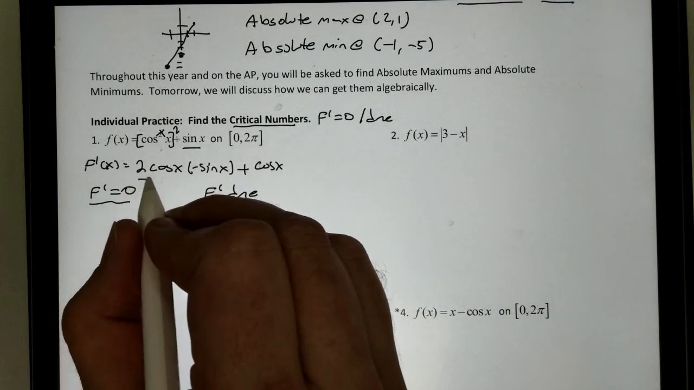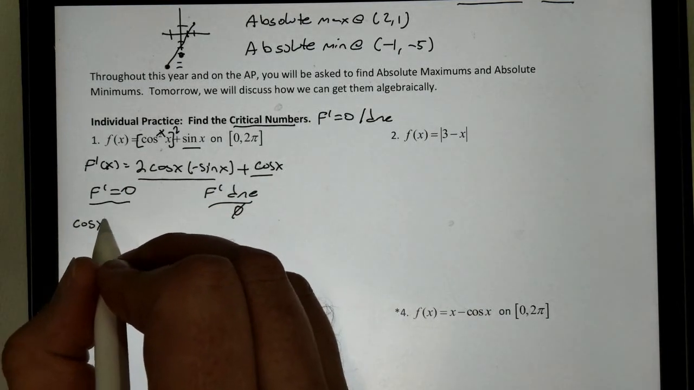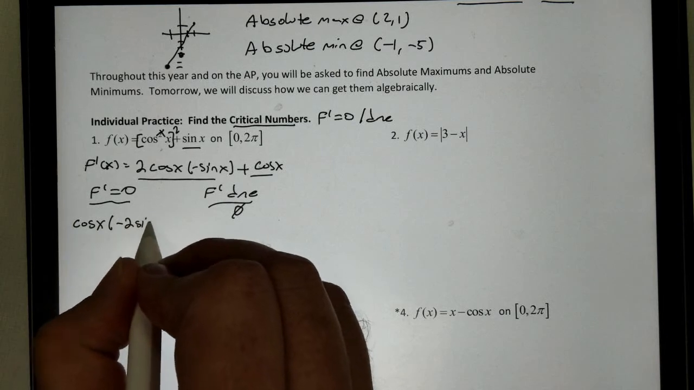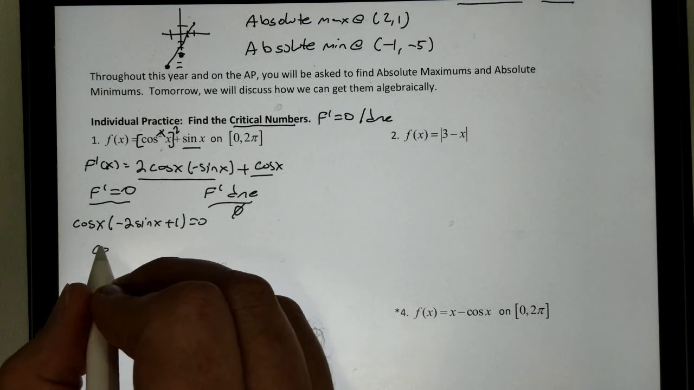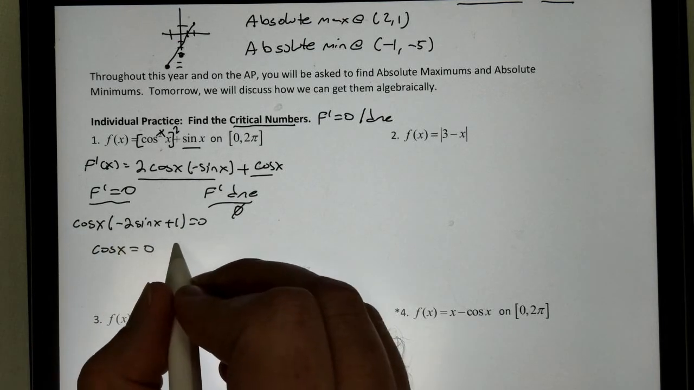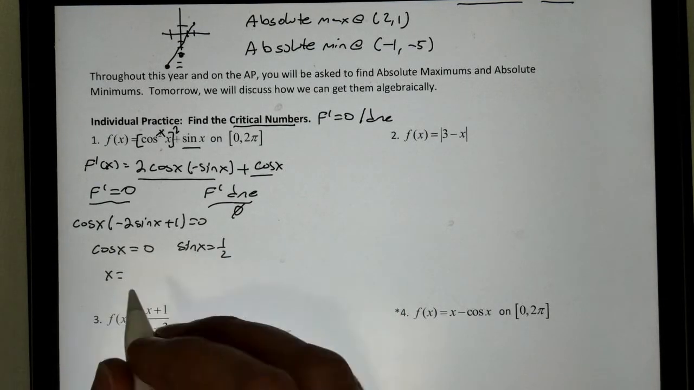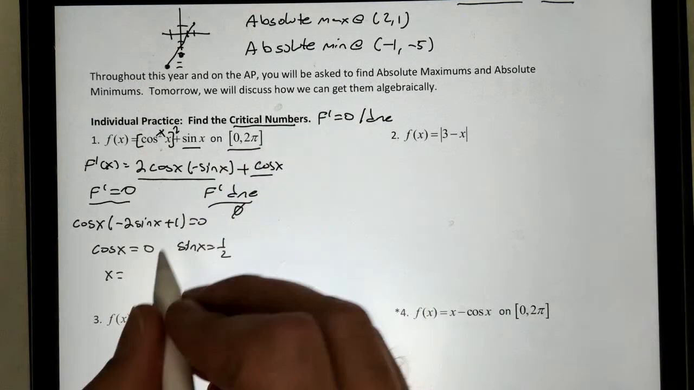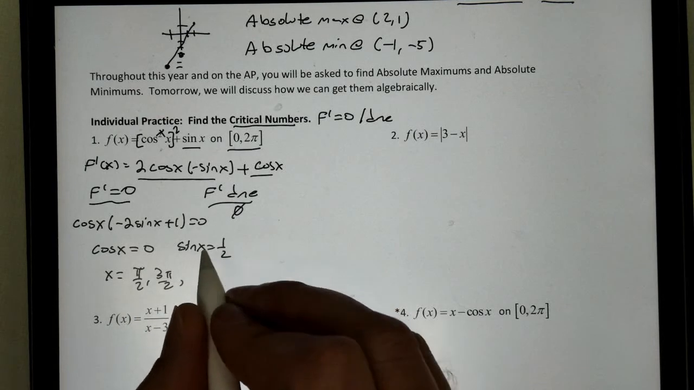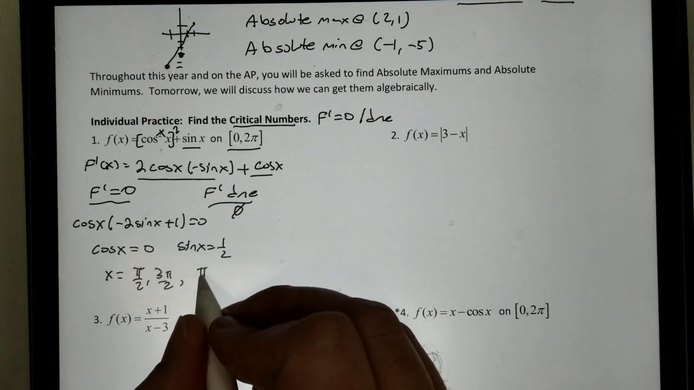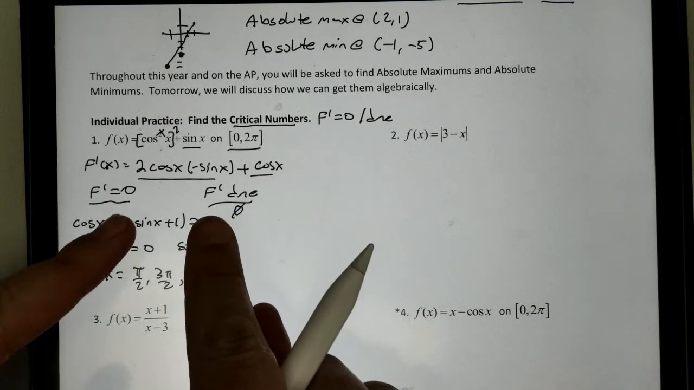Notice I can factor out a cosine of x here. So if I factor out a cosine of x, that's going to give me negative 2 sine of x plus 1. Set those equal to 0. We get cosine of x equals 0 and sine of x equals 1/2. Where does cosine equal 0? Our domain is from 0 to 2 pi, so we get pi over 2 and 3 pi over 2. Where is sine equal to 1/2? That's going to be pi over 6 and 5 pi over 6. And there we go. Know thy trig.